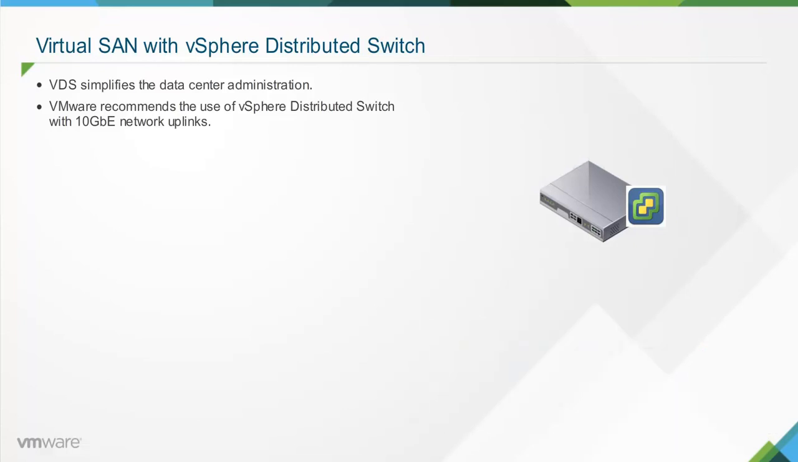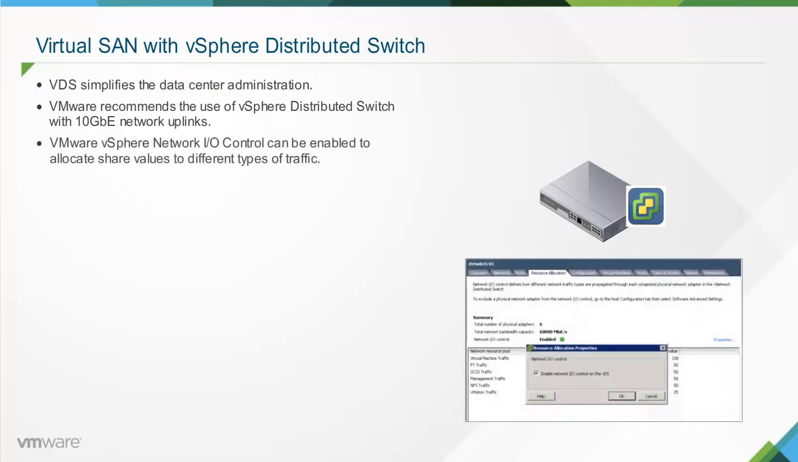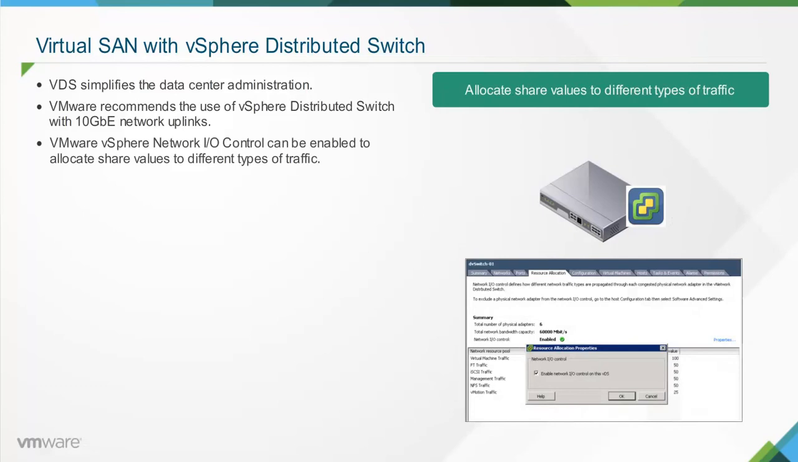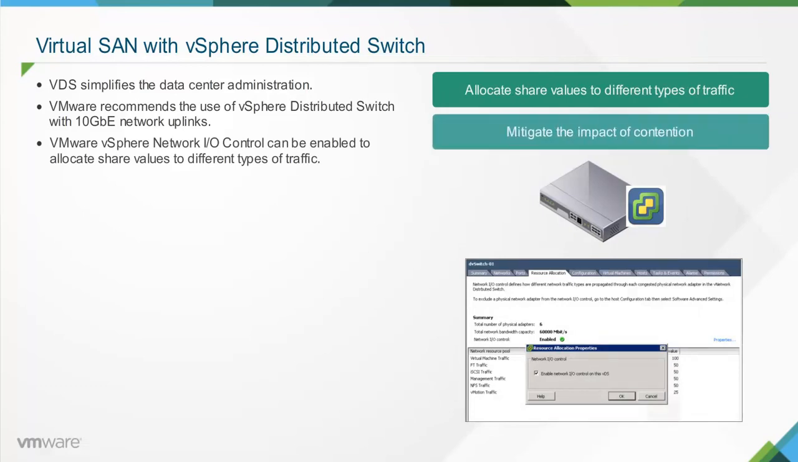When using vSphere Distributed Switch, you can enable VMware vSphere Network I/O Control in order to allocate share values to different types of traffic, and also to mitigate the impact of contention.